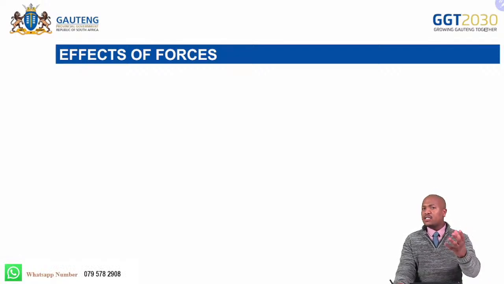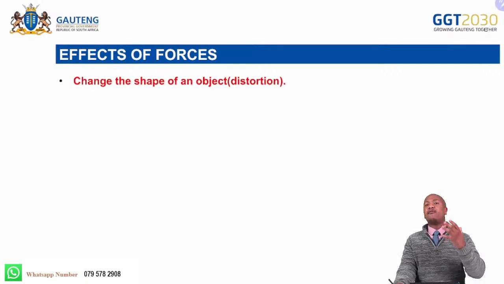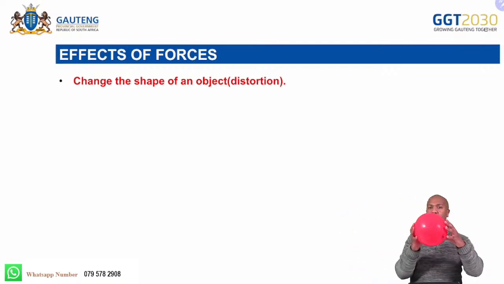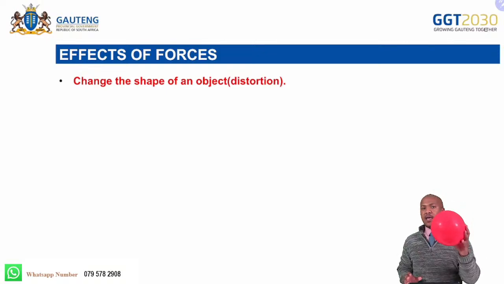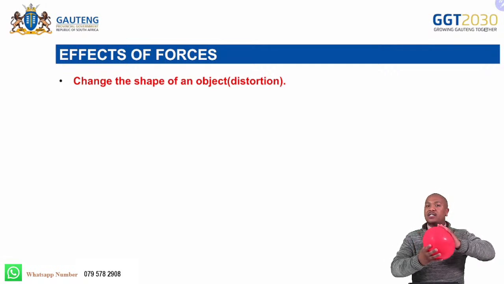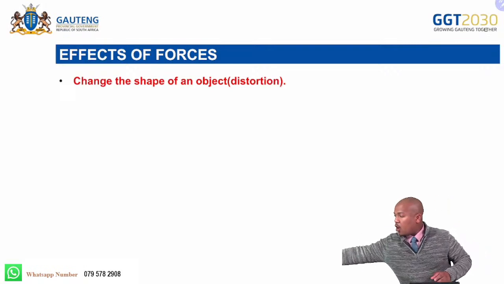Now, effects of forces. What effect does force have on an object? It can change the shape of an object. What do we mean by changing the shape of an object? Here is a balloon. It is an object. When I apply force, it can change the shape of this balloon. I'm compressing this balloon, I'm pushing this balloon. I'm applying force and it changes the shape of the object.